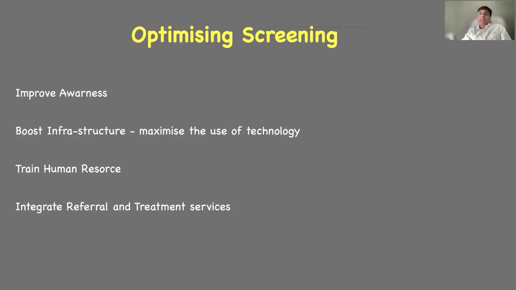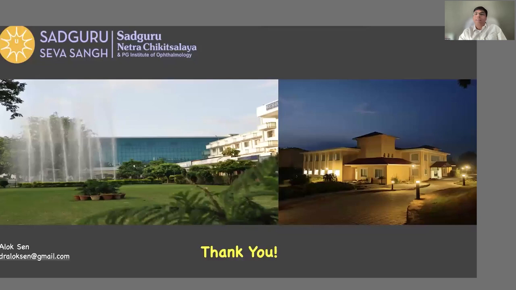What we need to do is to improve the awareness, especially in the rural areas where the awareness about diabetic retinopathy is not there. Boost infrastructure, maximize the use of technology in this, train the human resources, integrate. The most important is to integrate referral and treatment services along with screening, because without that, any screening program will fail. And thank you so much.